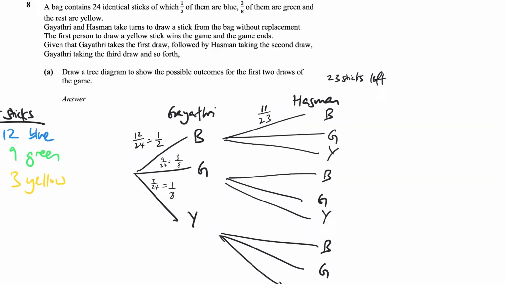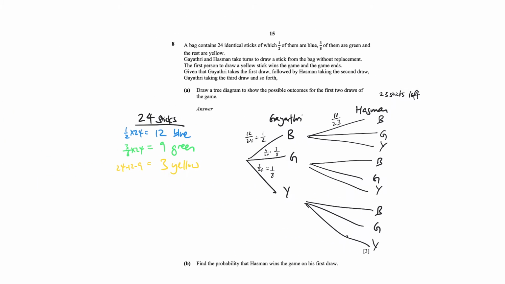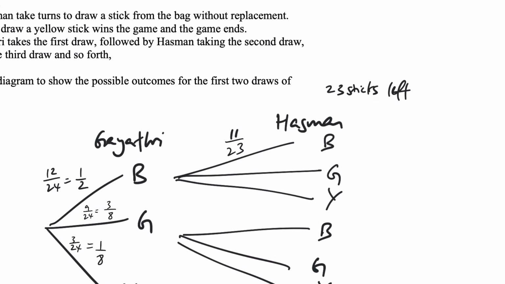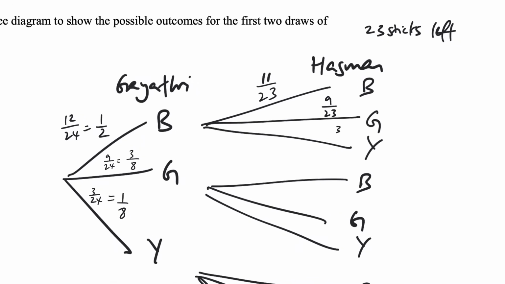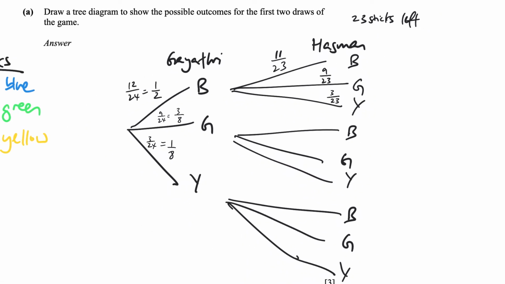And for green, if Gayatri drew a blue at first, same number of green, right? He didn't draw a green, so you still have 9 green left. So this is simply going to be 9 green over 23 sticks left. And for yellow, it's simply going to be 3 yellow, because Gayatri did not draw a yellow, he drew a blue. So 3 over 23.